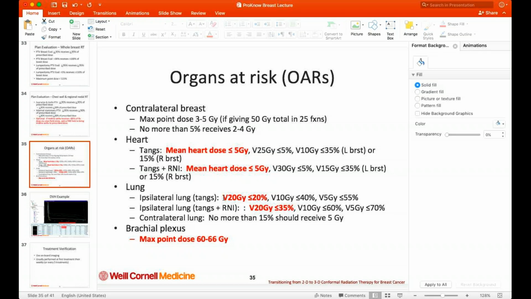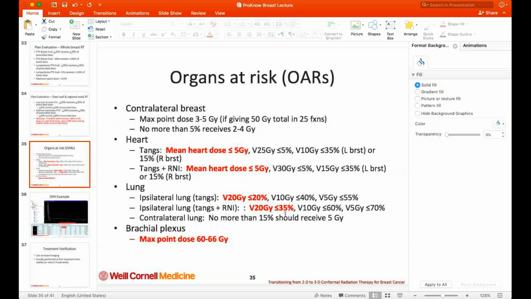Make sure that that's less than or equal to 20%. If you're treating the lymph nodes as well, then you have a little more room. Ideally, your volume receiving 20 gray should be less than or equal to 35% of that lung. So the contralateral lung, you shouldn't have any more than 15% getting 5 gray. There really shouldn't be dose going to the opposite lung.